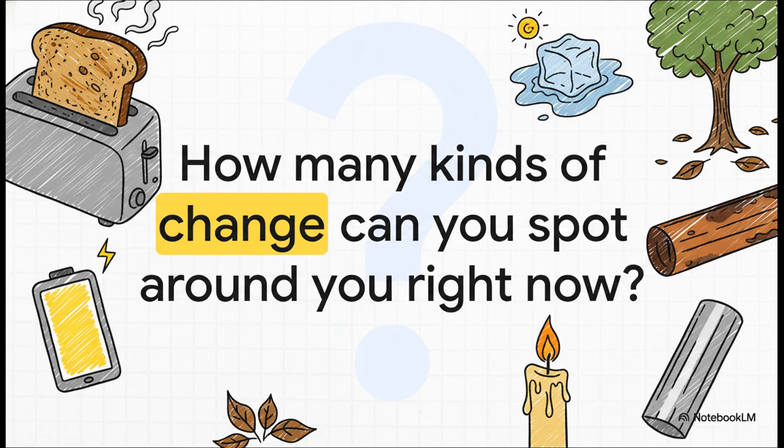So, what's the big takeaway here? It's that the world around you is constantly putting on this incredible show of physical and chemical dramas. Think about it. The toast you made this morning? That's a chemical change. The ice melting in your drink? That's a physical one. And now you have this awesome toolkit to not just see these changes, but to actually understand them. So here's a challenge for you. Just look around right now. What transformations can you spot, and how would you classify them?